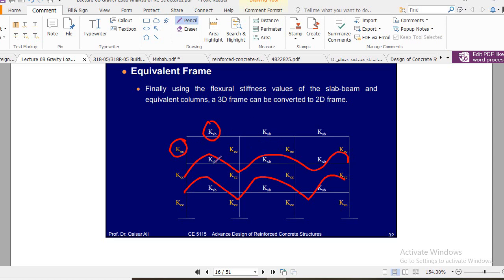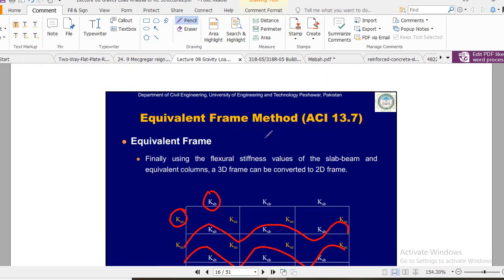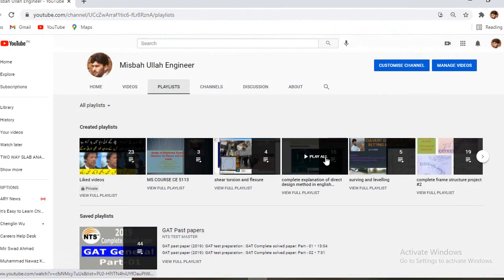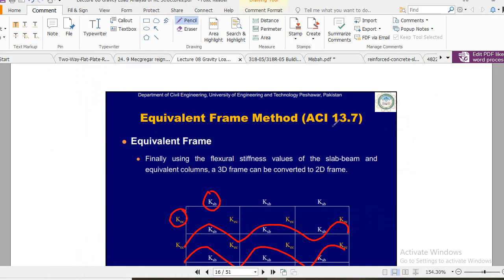I hope this discussion was not too boring for you, because it is difficult to understand, but you must repeat these concepts. It will help you in examples, and you must watch those lectures. You must understand the DDM method, because without the DDM method it is difficult for you to understand the equivalent frame method.